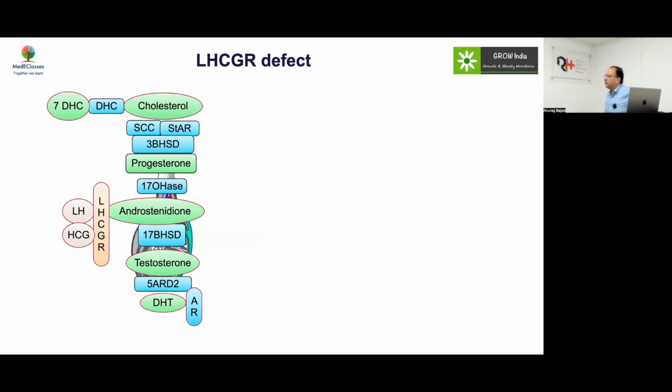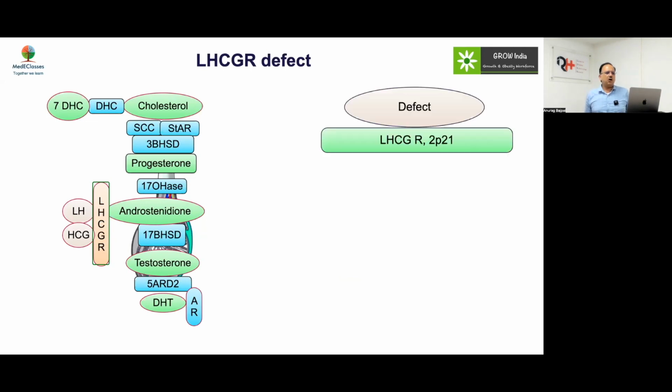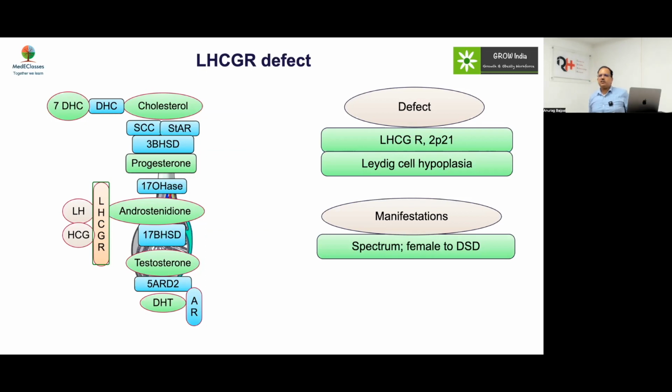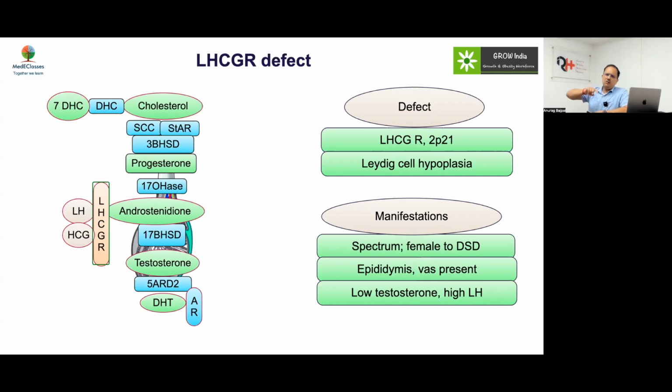Now, LHCG receptor defect is an interesting scenario in which your LH and HCG both are not working. This will present with Leydig cell hypoplasia, which is an isolated and predominant effect in terms of testosterone biosynthesis. Manifestation, of course, may have a complete spectrum from a normal appearing female to somebody with DSD. You will have development of epididymis and vas because FSH and everything else is working well, AMH is working well. Low level of testosterone with high LH will be your diagnostic feature.